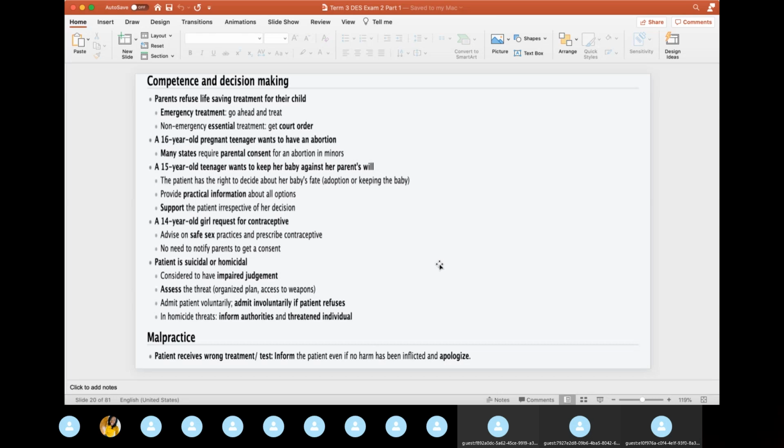Aside from giving them the contraceptives, encourage them to have open dialogue with their parents. Exactly. Excellent. That's the key thing. Educate the patient about safe sex practices. And also praise the patient that he or she is using contraception. Praise the patient, advise them on safe sex practices, and prescribe the contraceptives. You do not need to notify the parents to get the consent.